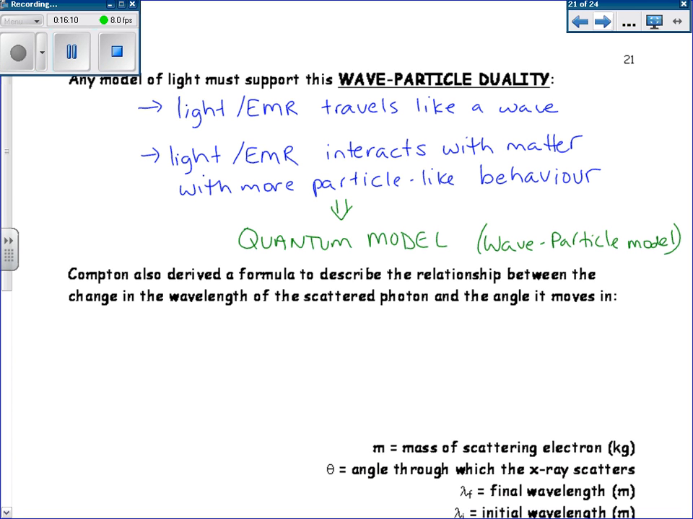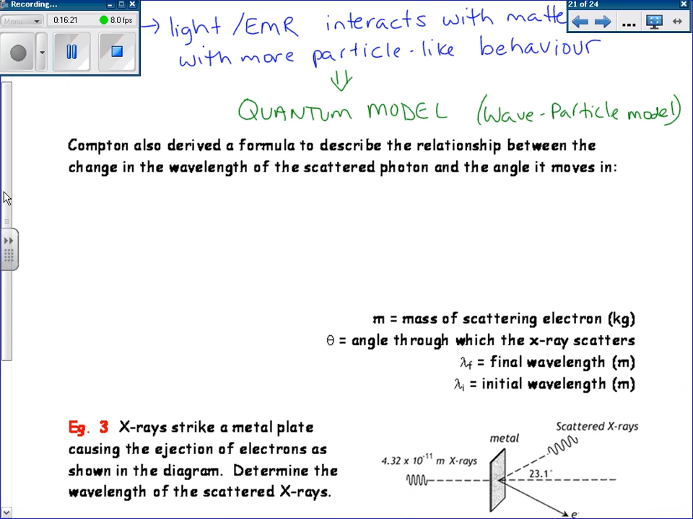The other thing Compton did was he also derived a formula that described the relationship between the change in the wavelength of the scattered photon and the angle that it moves at. And this is purely a formula to plug numbers into. It should be quite easy to use. Rearranging it algebraically might be a little bit difficult, but we've got change in wavelength is equal to Planck's constant divided by the mass of an electron times the speed of light times 1 minus the cosine of the angle that the X-ray scatters at.